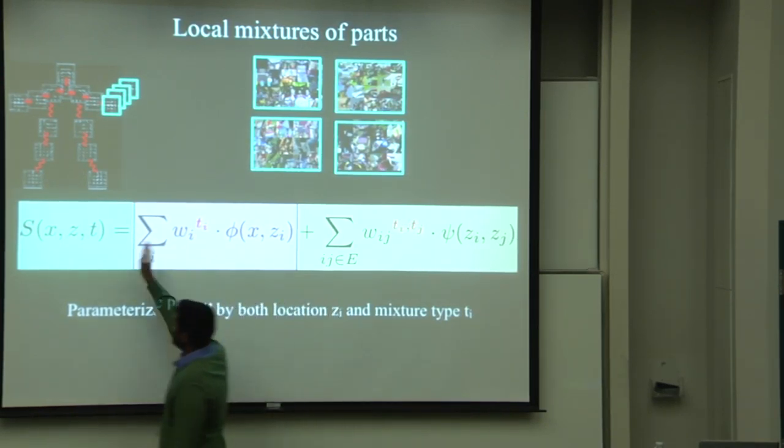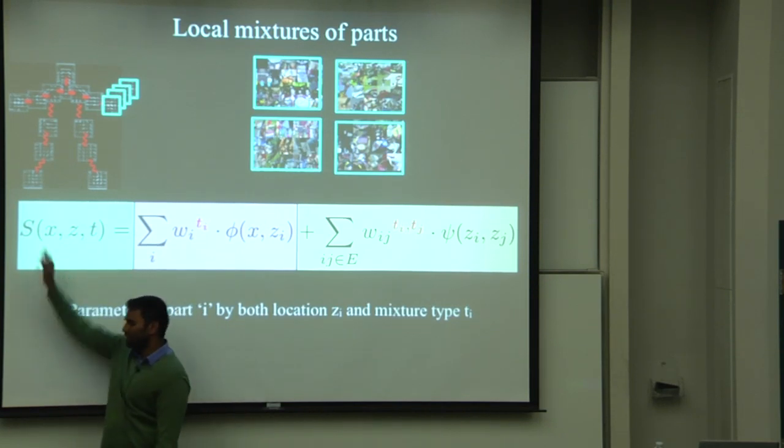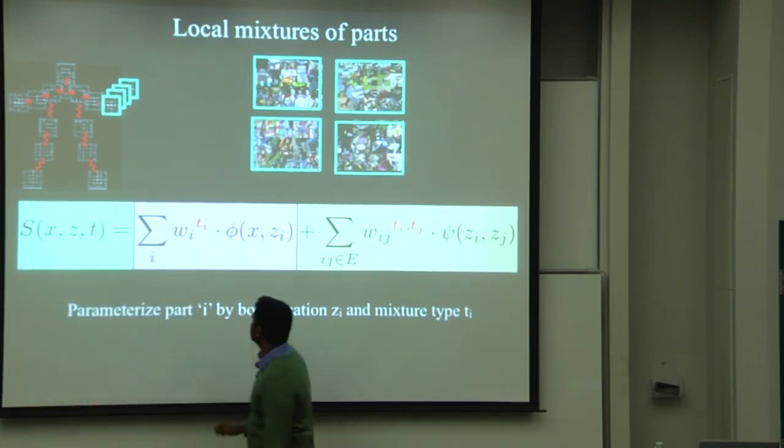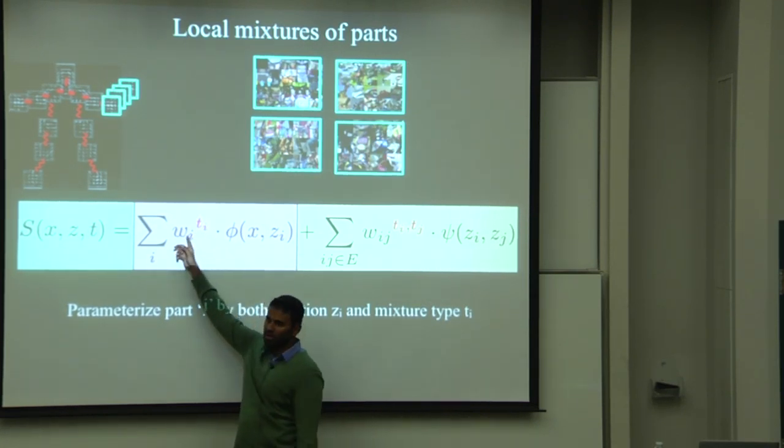So now we just modify the scoring function, where now the scoring function depends not just on the location of the parts, but on the mixture ID of the parts. We'll call that T. And given I use a particular mixture for a head, I just want to make sure I use that mixture when I score the appearance.